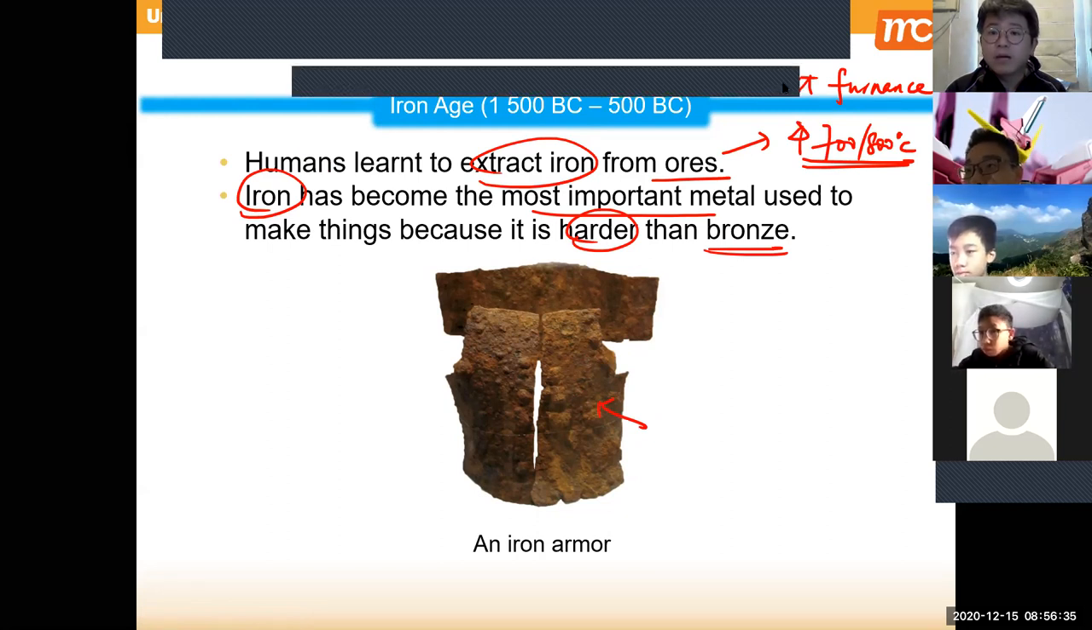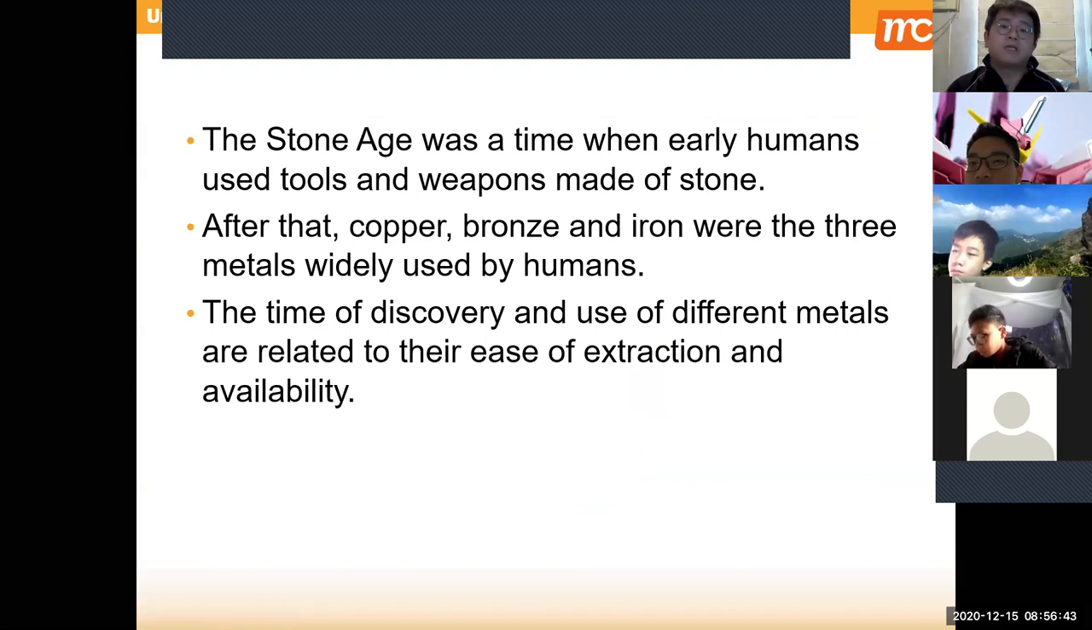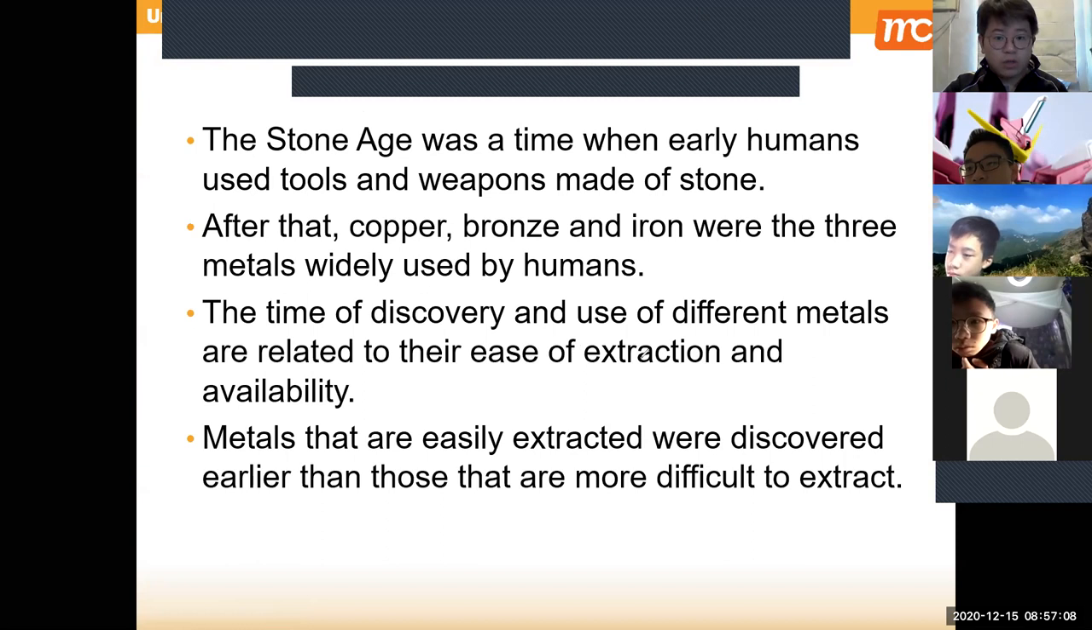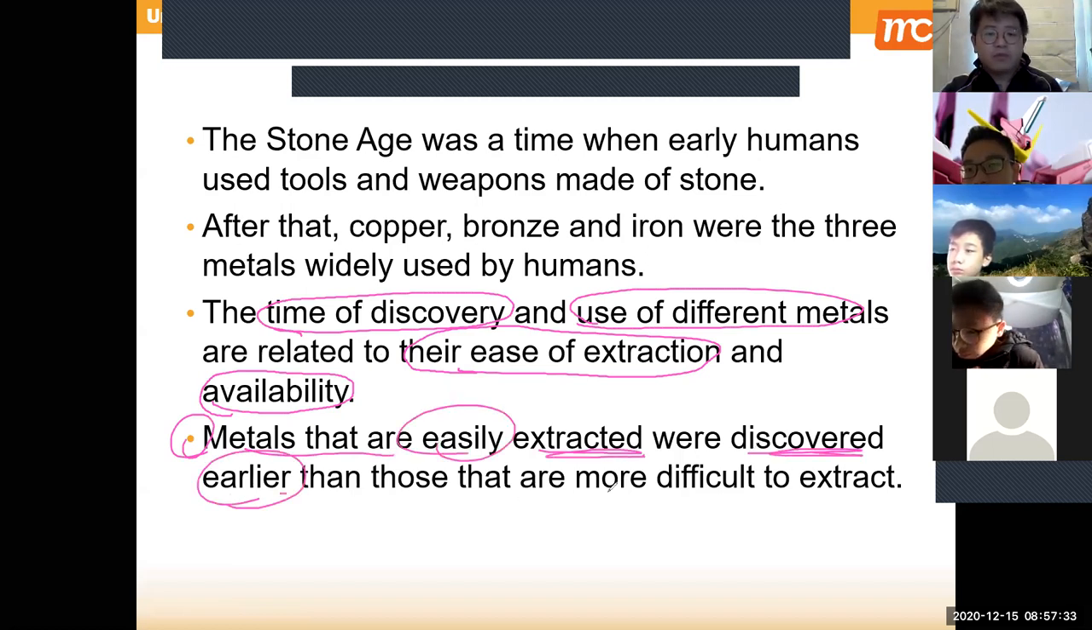So what do you know about this and how does it relate to the metals? The Stone Age was a time when early humans used tools and weapons just made of stone. Afterwards came copper, bronze, and iron, the three commonly used metals by humans in the past. But it is somewhat related to what? Extraction. The last point I would like to share with you here is that it is much related to the extraction method, which is the technology of humans, and also whether or not we can find the ore, which we call availability. In order to determine the age of a metal, what I mean is the time of discovery of the metals. Simply speaking, the metals that are easily extracted were discovered earlier than those that are more difficult to extract.